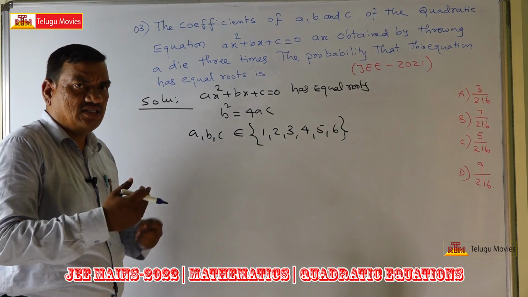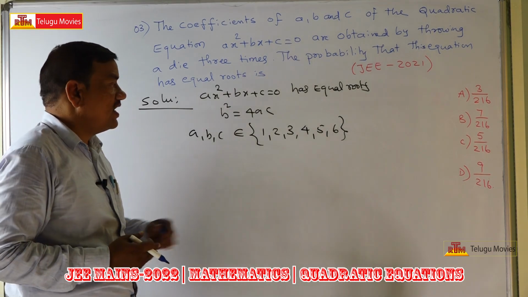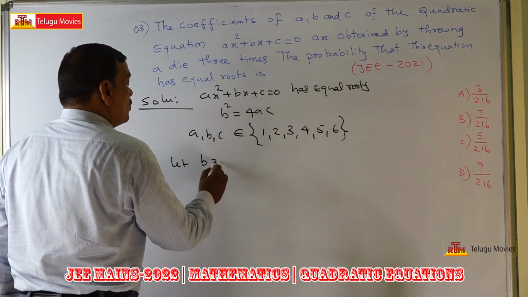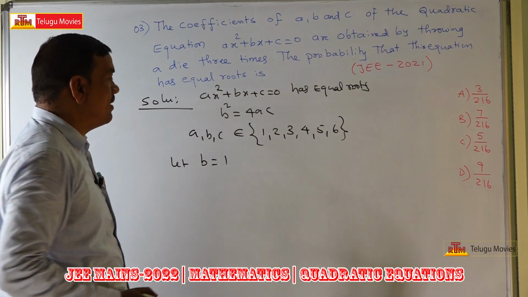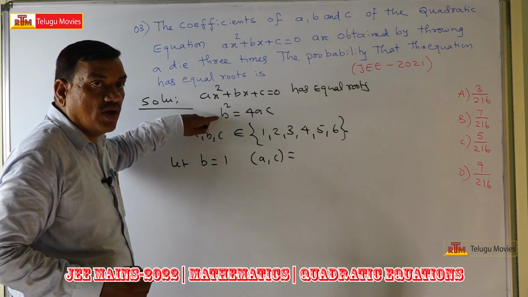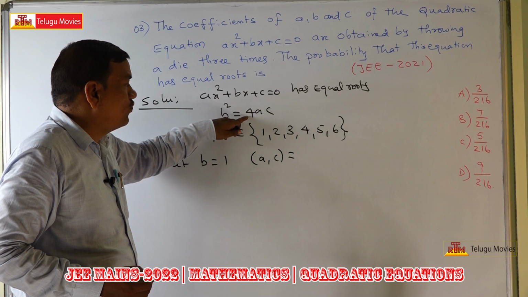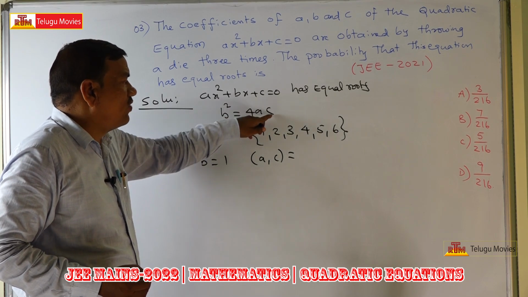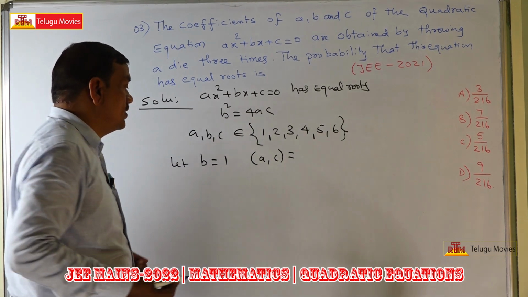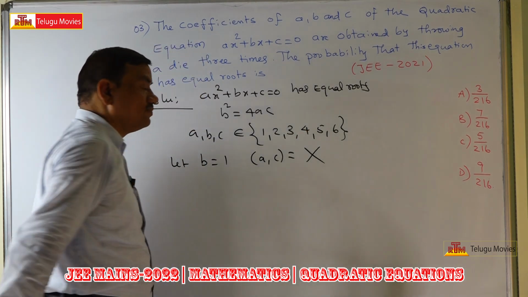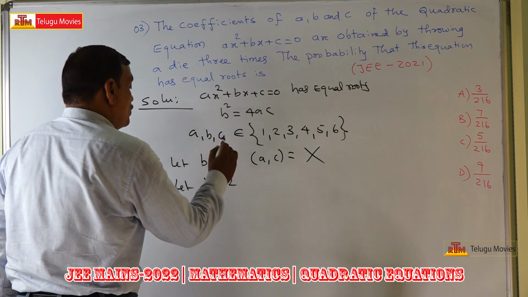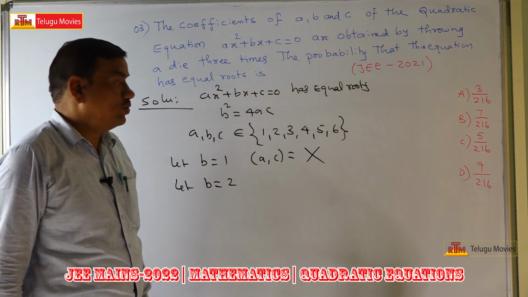Let us move one by one. Let us take the favorable cases. First, let us take b is equal to 1. If I take b is equal to 1, what happens? What are the values of a and c? If b is equal to 1, 1 square, 1, is equal to 4 into a c. If you substitute a and c as 1 and 1, it will become 4. 1 cannot be equal to 4. This case fails. Now, let us take b is equal to 2. b is equal to 2.